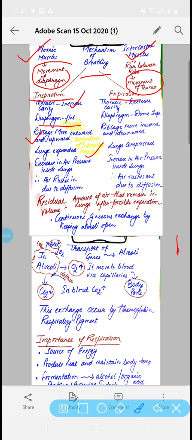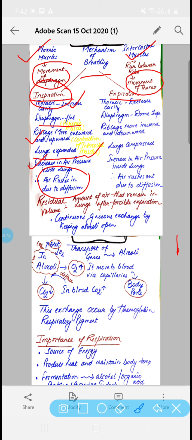As the rib cage expands, the lungs which are lying inside the rib cage also get expanded, they also increase in surface area. Now as the area of the lung increases, this will lead to a decrease in the air pressure inside the lung. अब जब लंग का एरिया बढ़ गया तो उसके अंदर जो एयर का प्रेशर है वो ऑटोमेटिकली डिक्रीज हो जाएगा. And as a result, air will rush in during the process of inspiration.